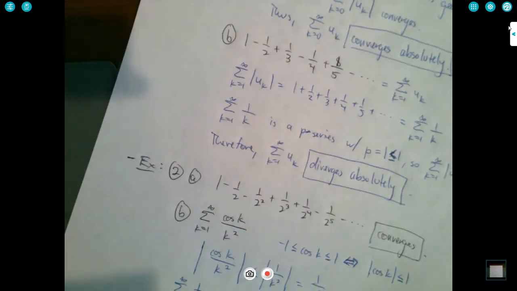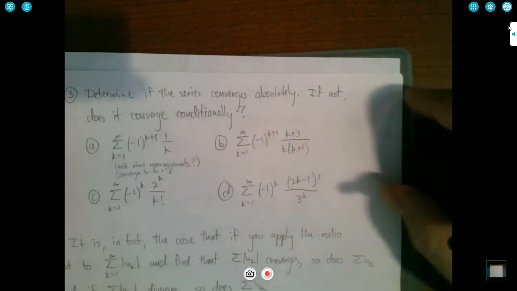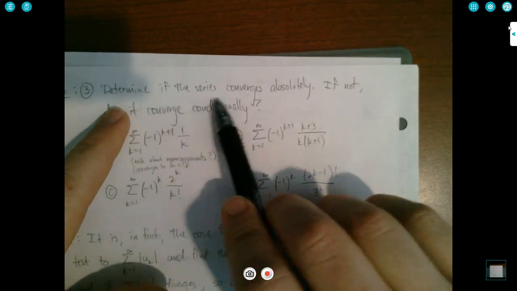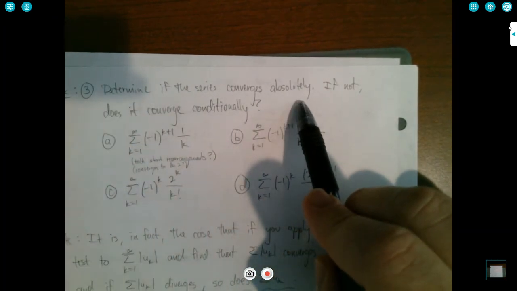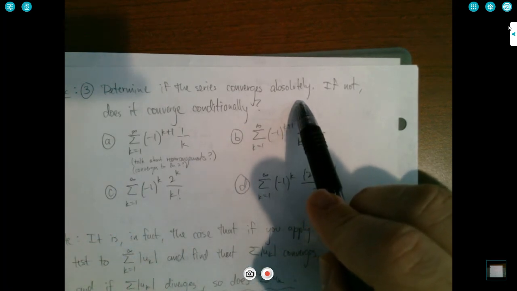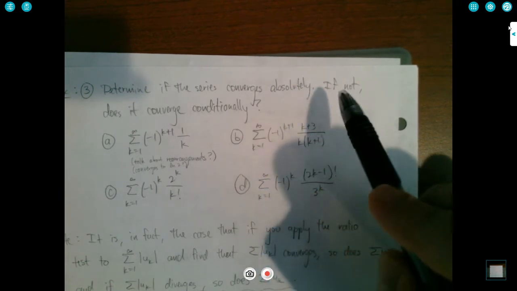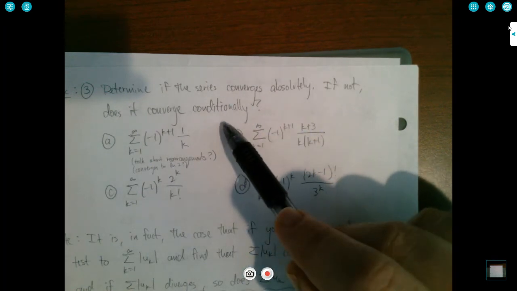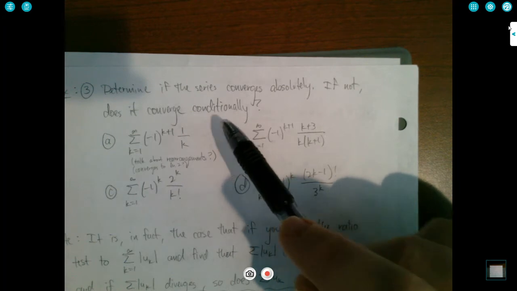So let's take a look at some examples of that. Here's what I want to do for the next 4 examples. First of all, I want to determine if the series converges absolutely. So we'll look at the absolute value of the thing and see if the series of absolute values converges, and if it does, we're done. If it doesn't converge absolutely, I want to see if it converges conditionally by applying the alternating series test that we just looked at on the previous page.